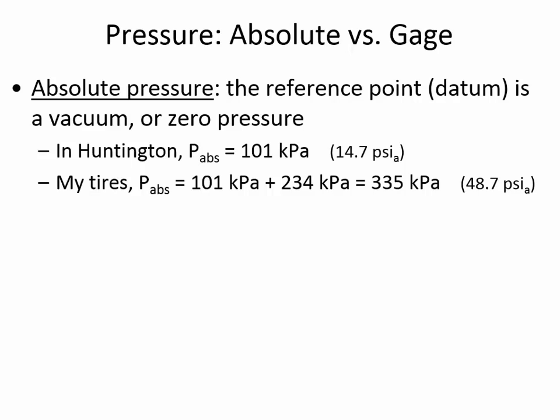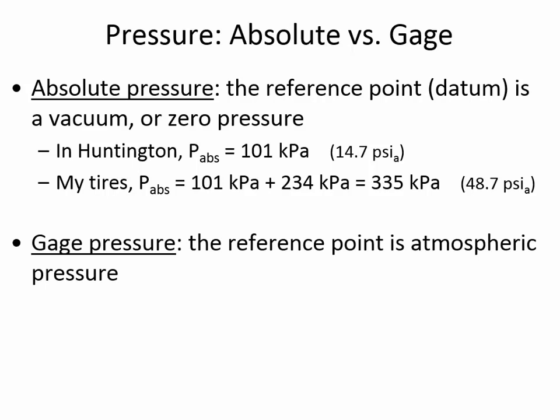Just as an illustration, the typical atmospheric pressure in Huntington is about 101 kPa, 14.7 psi with a little a on it. The a means absolute. My tires, on the other hand, if I fill up my tires relative to this absolute pressure, then I'd have to measure the pressure of the atmosphere, and then there's some additional pressure beyond the atmospheric, and so on an absolute basis, my tire pressure is 335 kPa.